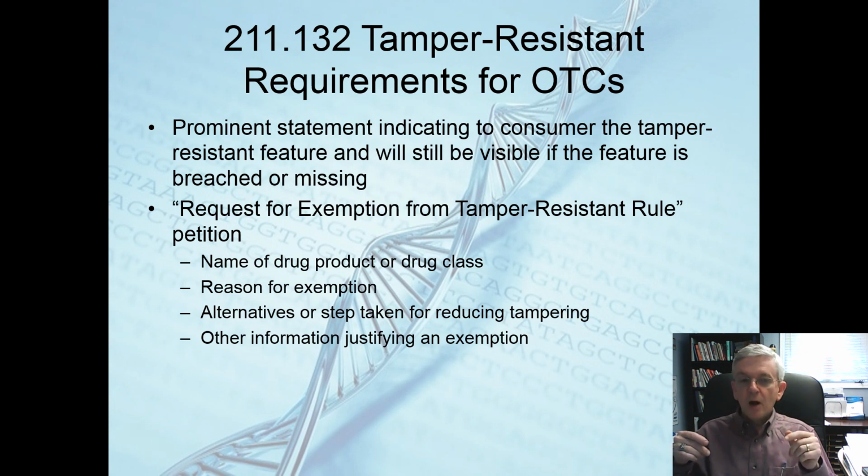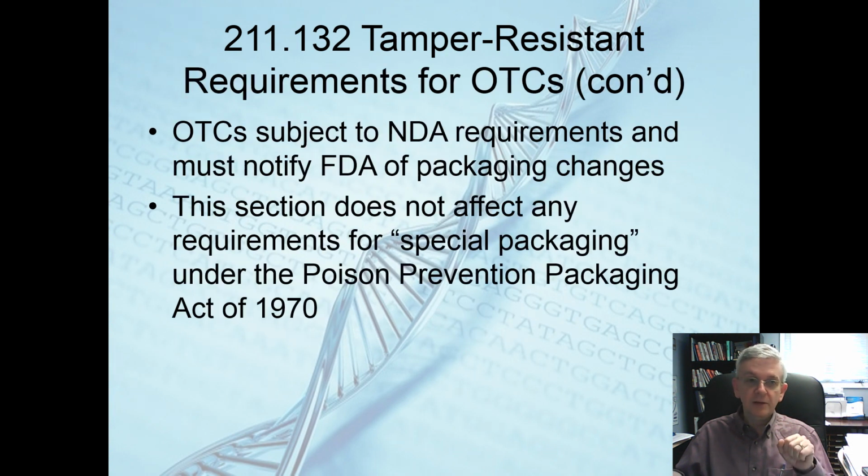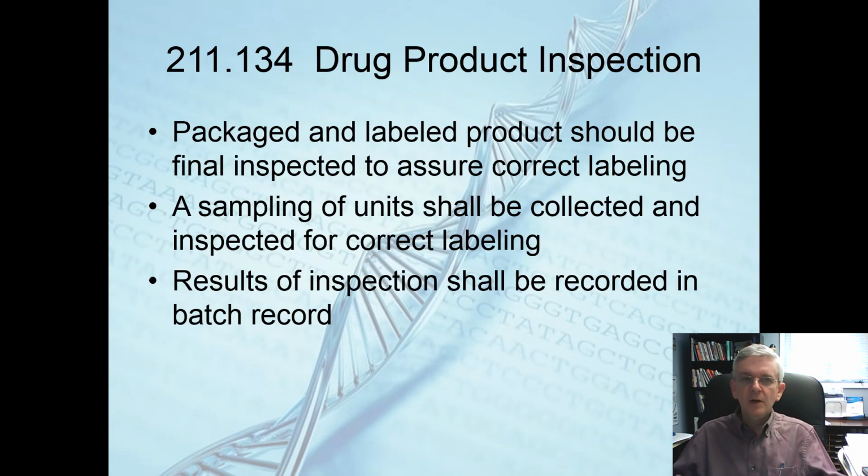Going on with this, a prominent statement indicating to the consumer that whatever feature is in place is there. If it is broken or missing, don't use it. Some of the exemptions from tamper evidency here are listed. You can see those right there. You have to go to the FDA and talk to them about these things. OTCs subject to NDA, new drug application requirements, must notify FDA of packaging changes. Again, this is an OTC type of thing. This section does not affect any requirements for special packaging under the Poison Prevention Packaging Act. Just some real specific types of issues here.